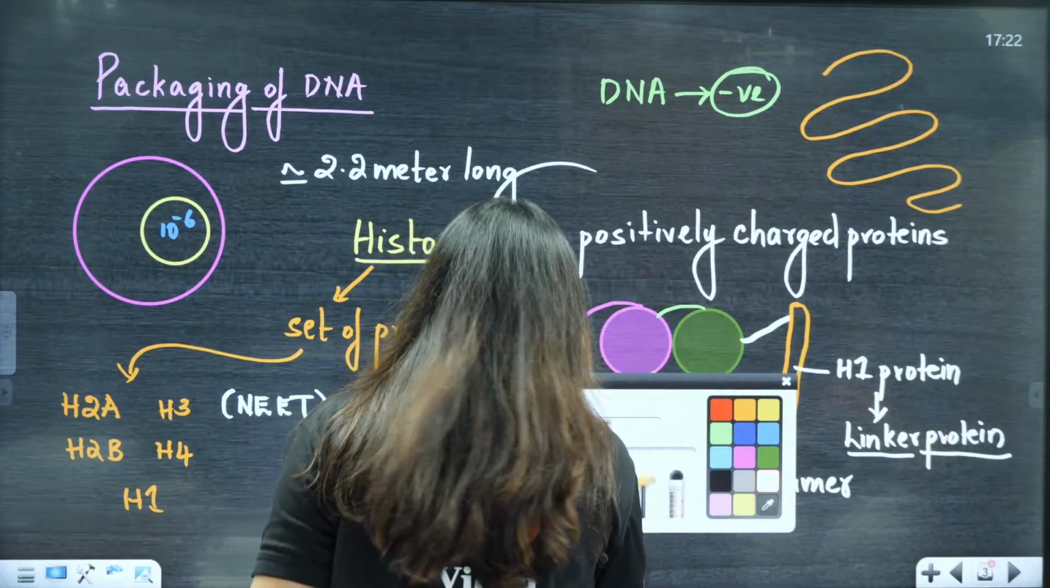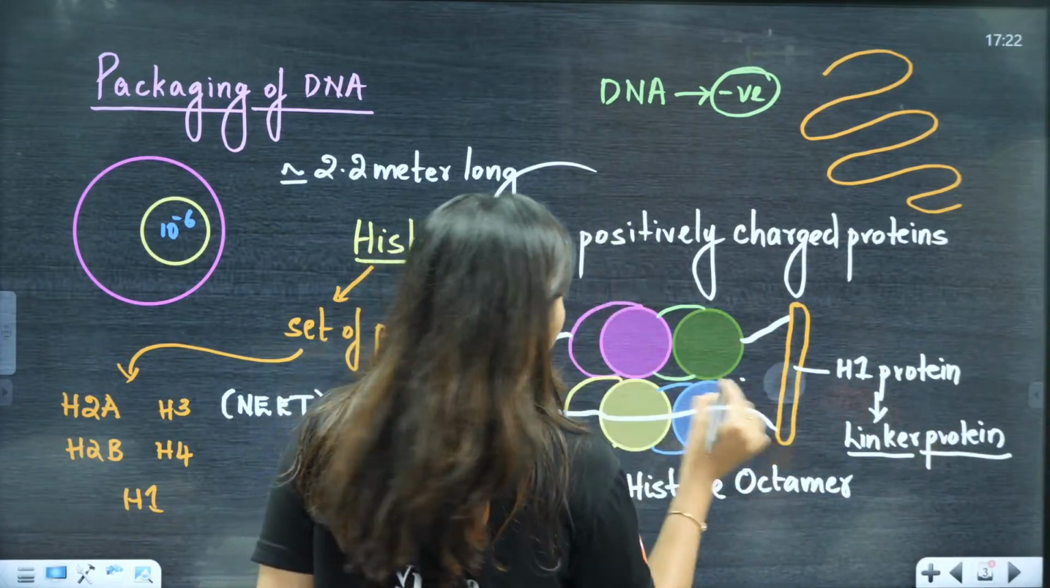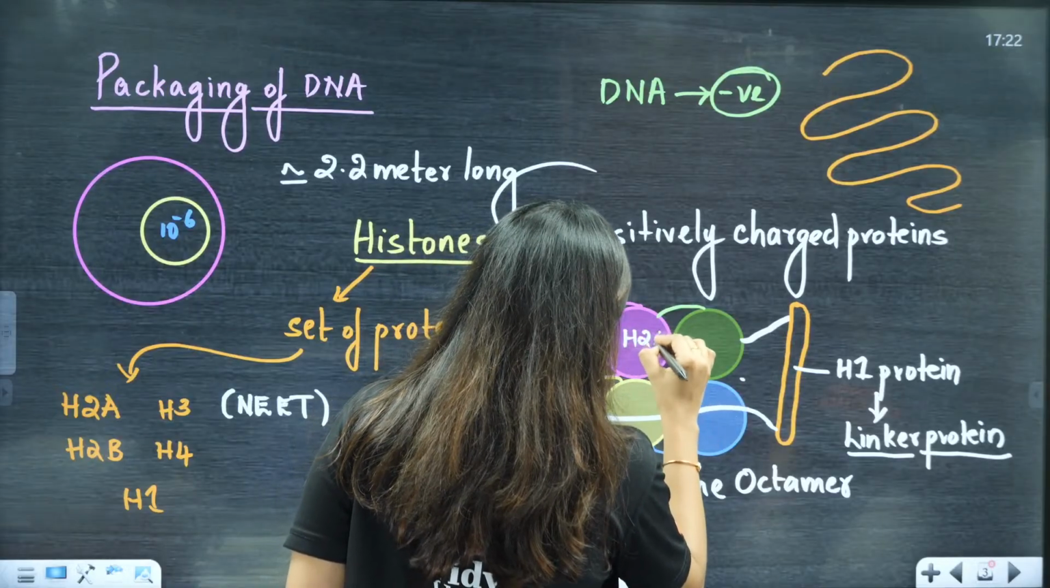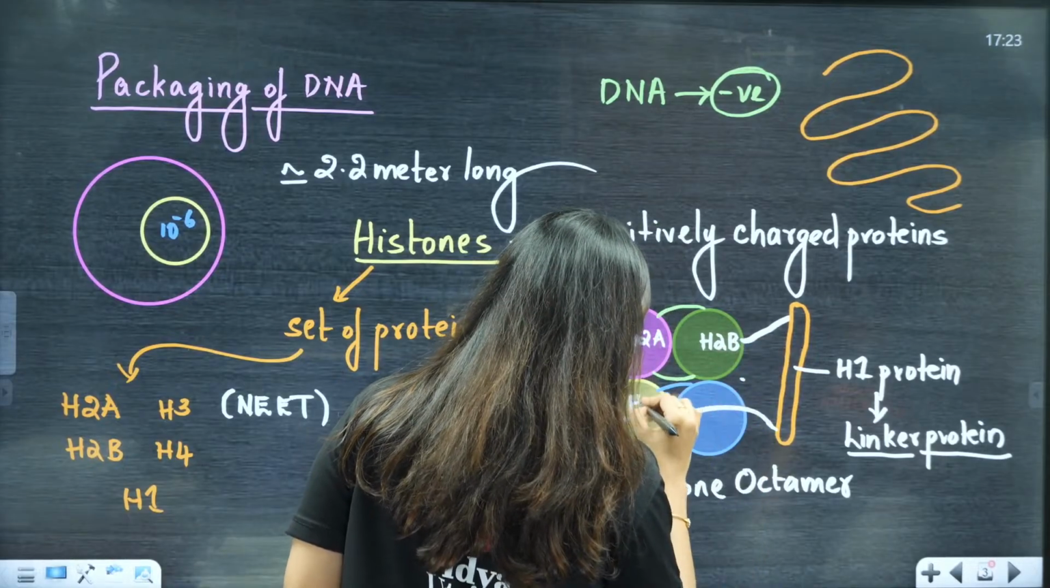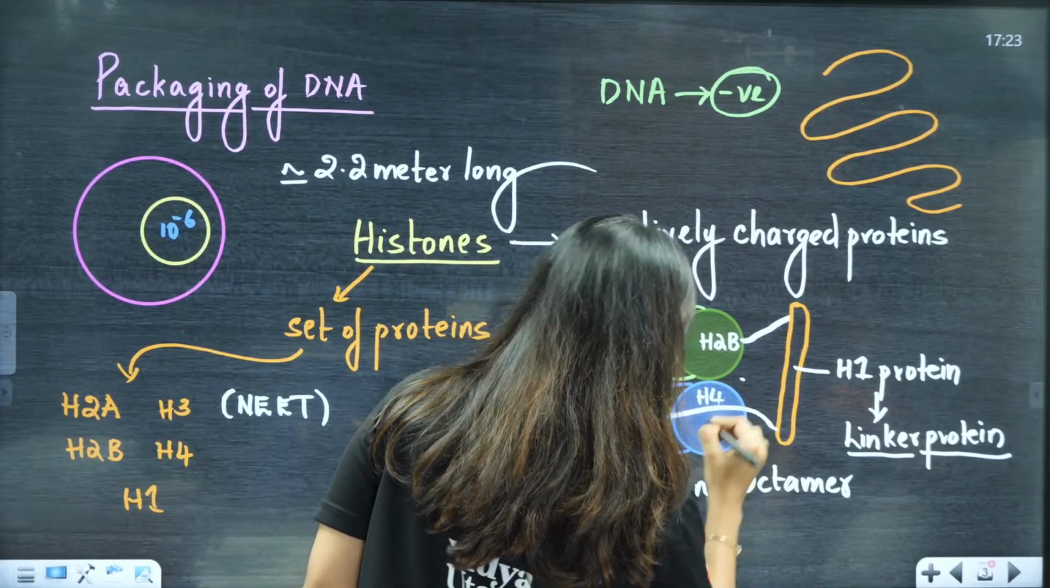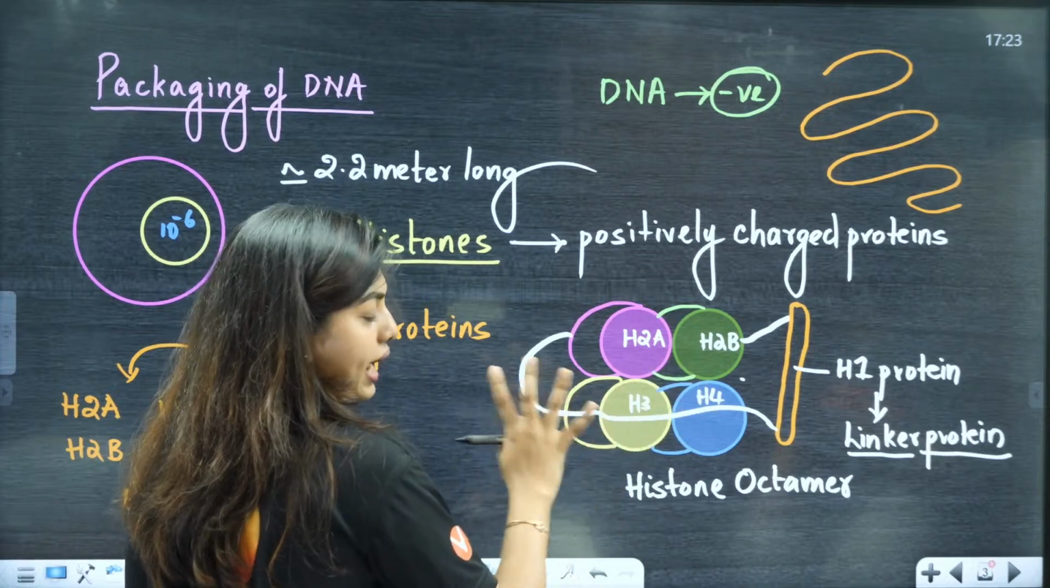So they are going to make what? They are going to make the octamer. So H2A, H2B, H3, H4. Okay, H2A, H2B, H3, H4.